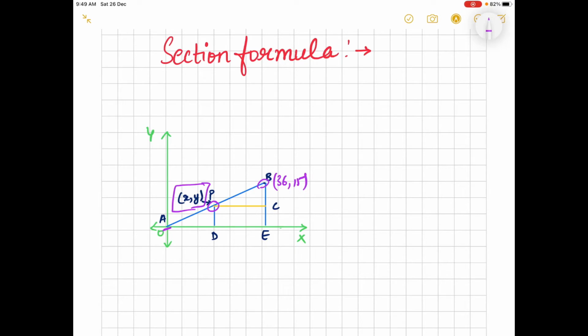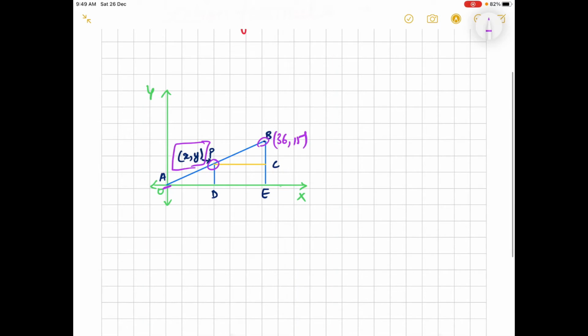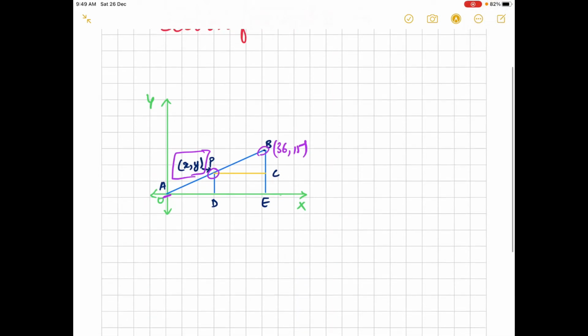We only have to understand the section formula, and there is no need to understand the derivation of the section formula. We just have to remember what the section formula is. So the section formula is m1 x2, that is the coordinate, plus m2 x1, divided by m1 plus m2.